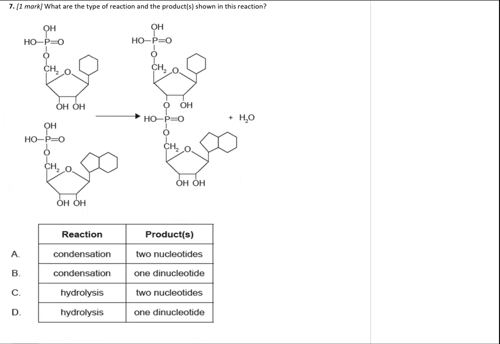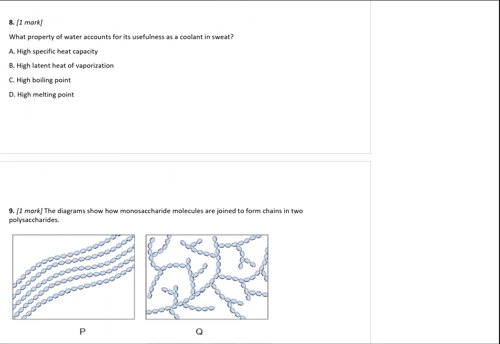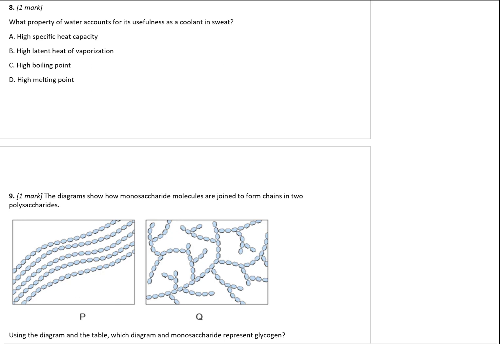So then question 7. So what have we got here? We have a nucleotide joining together with a nucleotide to form a dinucleotide. And it must be a condensation reaction. So we can immediately cross out C and D. And then the product is this. And the product is the dinucleotide. So the answer there is B. Okay, question 8. What property of water accounts for its usefulness as a coolant? So that's the vaporization. And so here we have B, the latent heat of vaporization.